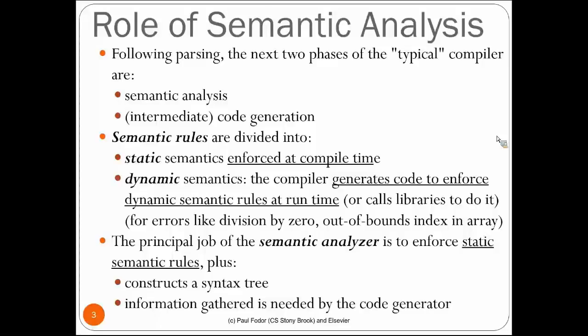So semantic rules, as I said, are divided into two sets. Those that are enforced at compile time, called static semantics, and dynamic semantics, which are pieces of code generated by the compiler to enforce semantic rules at runtime that cannot be checked at static compile time. So, for instance, we ask the user to enter some values, and the user enters those values and we use them for division. We have to check, or we should rely on the hardware to check, that division is not done by zero, that the bounds of an array are enforced at runtime, and so on.